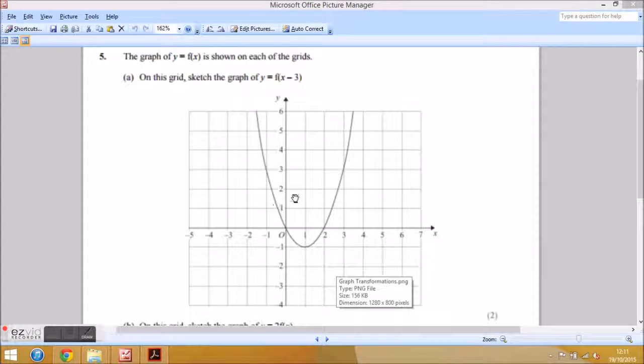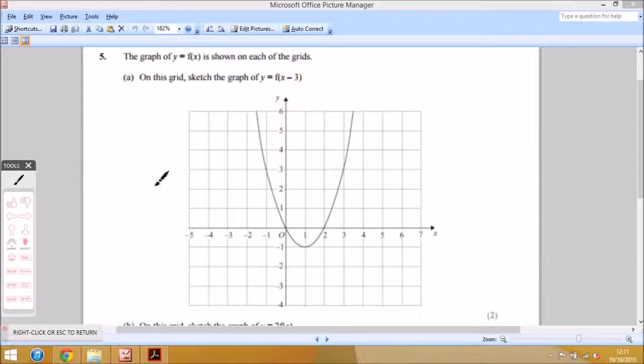Exam style question on graph transformations. So the question says the graph of y is equal to f(x) is shown on each of the grids. Part A says on this grid sketch the graph of y is equal to f(x minus 3). So this is the transformation here, f(x minus 3).